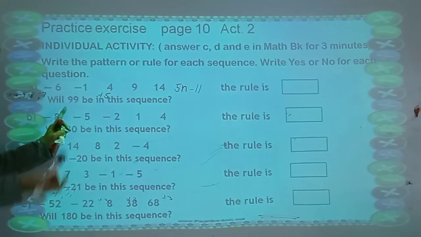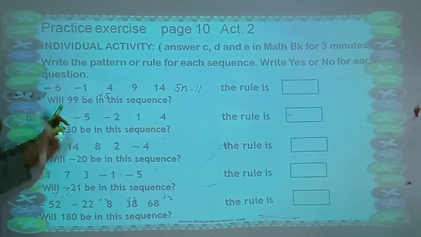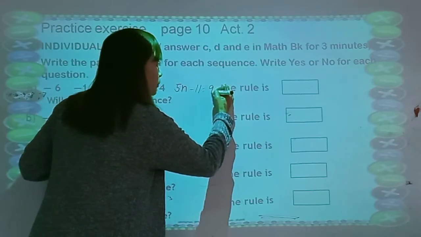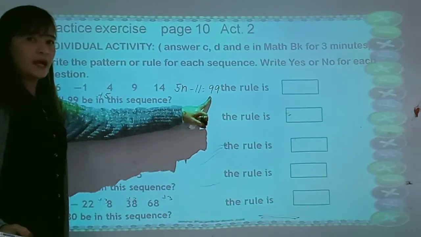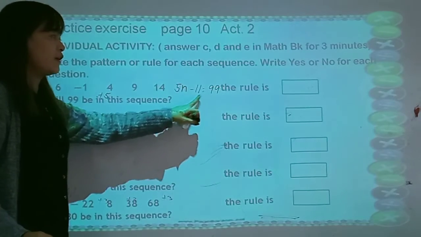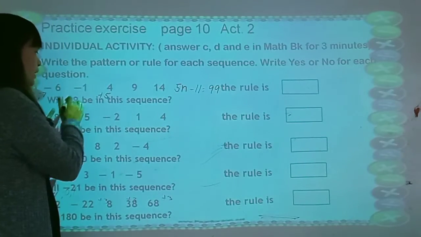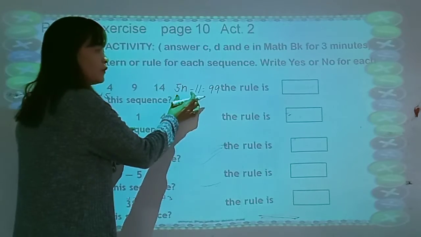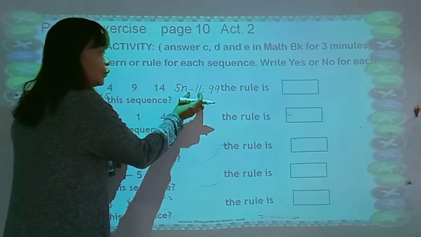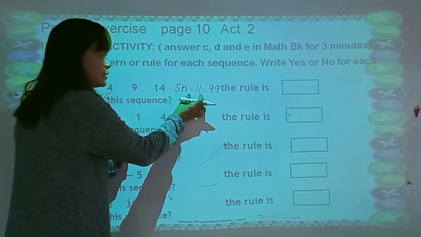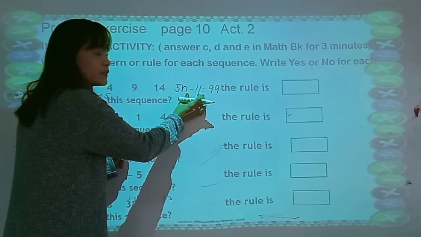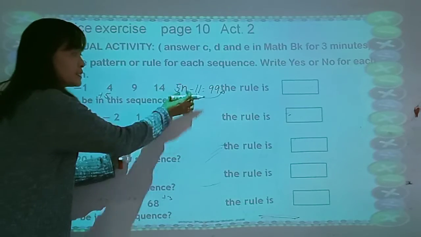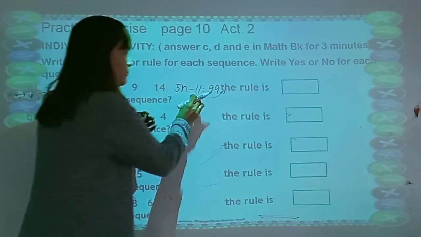Now class, let us now know if 99 is in this sequence, okay? By making this equal to 99. Okay, so 5n minus 11 is equal to 99 because we are looking if 99 is in this sequence. Okay, how are we going to find the value of n? First we need to get the additive inverse of negative 11. What is the additive inverse of negative 11? If we put it on the other side of the equation, it will change the sign. It will become positive.